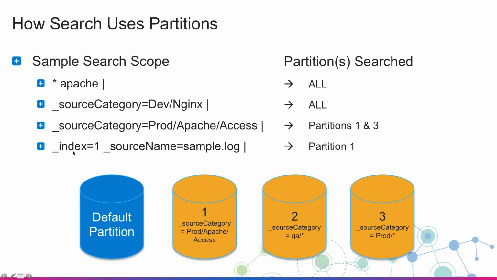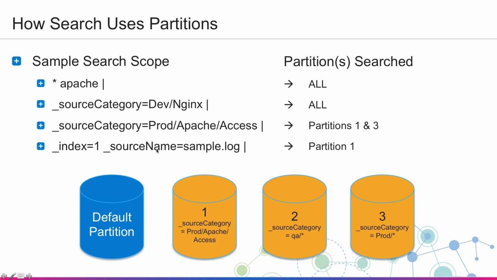But even better is if I, as a user, actually specify the name of the partition itself, then the system for sure will know to only go to that partition, right? So rather than looking through the default partition, partition number 2 and partition number 3, now I'm only searching a subset of my data. And so you can expect a query like this to run significantly faster.